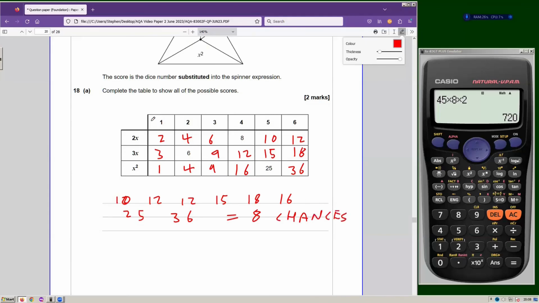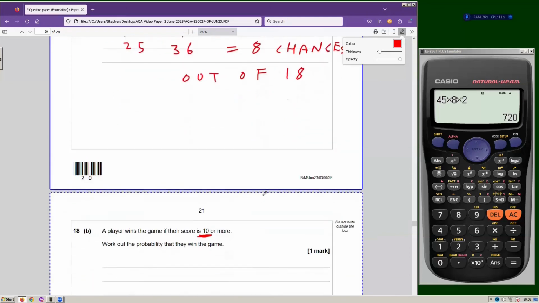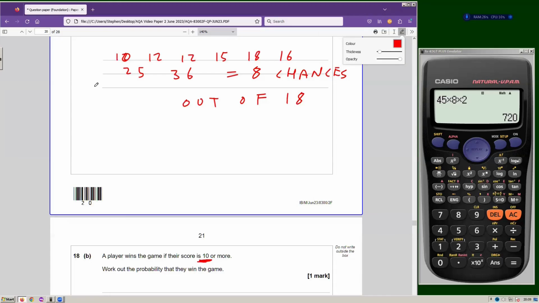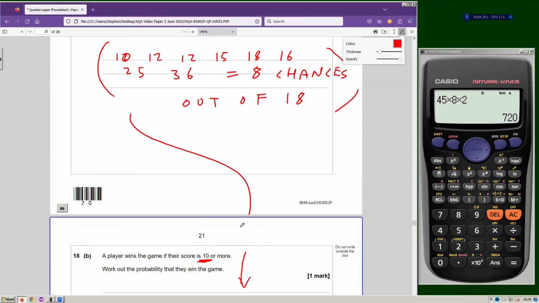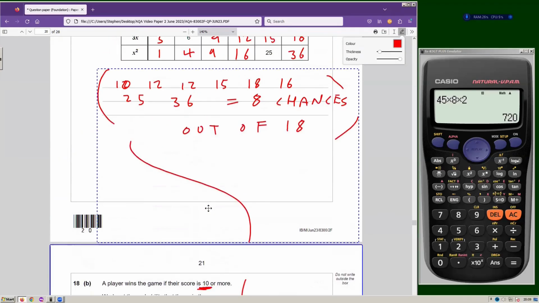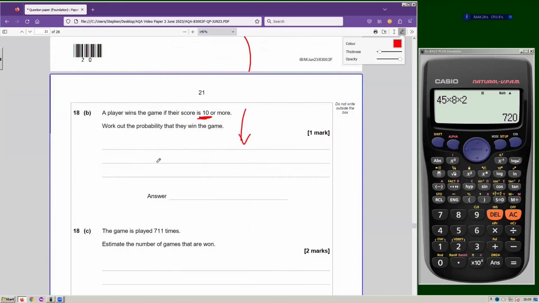Out of how many in total? Well, it's a 6 by 3. 6 by 3 is 18. Okay. Now, I'm going to answer that from here. So what I'm going to do is show that I've done all the work in there. And you may well do this in the exam, you know. You've done all your work in there. So we're going to show it comes down here like this. And the chances are 8 chances out of 18. And of course we can cancel down a bit, which is 4 out of 9.